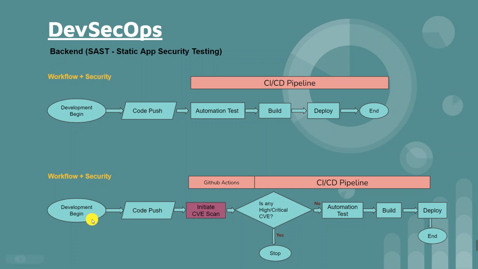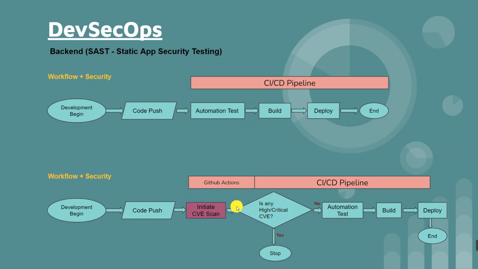Same example: you start the development, push the code, and then before you start the further automation test or build or anything, the automation test may come before the CVE scan, but I have kept this automation test at a later stage, though you may keep it beforehand as well. But the important part here is to initiate the CVE scan, right? And this should be part of either our GitHub Actions or CI/CD pipeline, or we can keep it at both places.